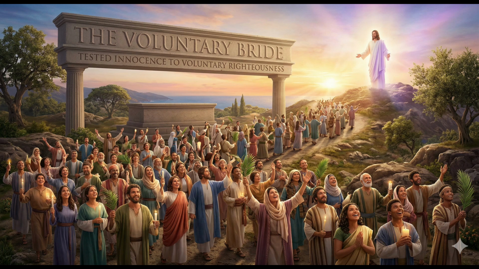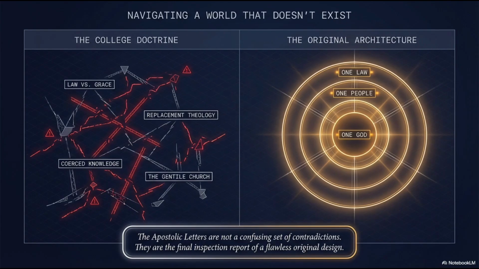Okay, let's unpack this. Because if we are going to look at the original design of creation itself, and then trace exactly how that original blueprint was supposedly corrupted by centuries of what the sources refer to as the college doctrine, we have a lot of ground to cover. A ton of ground. We're going to explore everything from human volition to the original operating system of these texts. And the specific historical figures who introduced what the framework calls runtime errors. And finally, the hardware upgrade that supposedly brings the whole system back online.